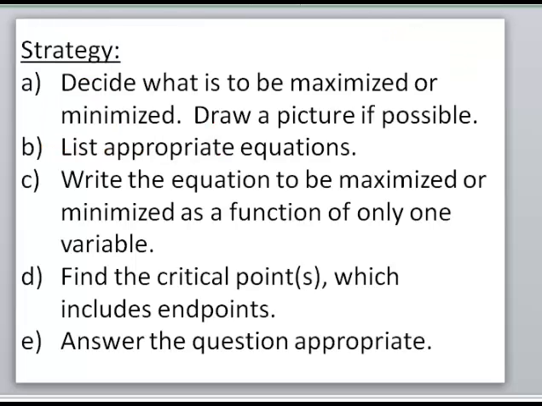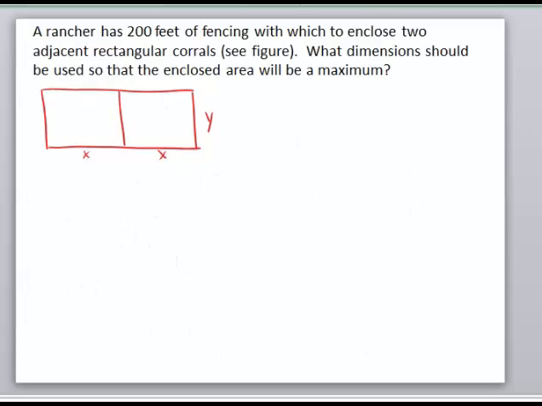Using my strategy, the first thing I'm supposed to do is figure out what's to be maximized or minimized. So if I go back to here, it says that we want the area to be a maximum. So I'm going to maximize or find maximum area.